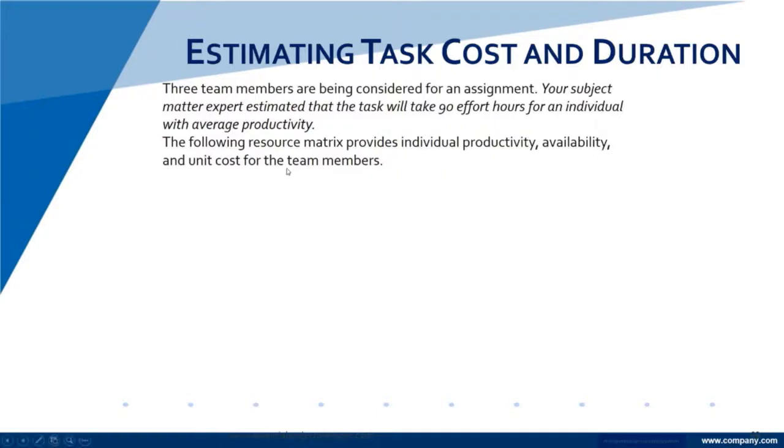So here we have 3 team members who are being considered for a specific assignment. And your subject matter expert, that's where your expert opinion comes in, estimates the task will take 90 effort hours, meaning 90 hours for someone who has average productivity. So an average person will take 90 hours. This is typical project management because we look at that. We don't look at the superstar or the below average. We want to look at what the average person takes. That's our first kind of, okay, let's get an estimate here if the average Joe or Sally or whoever is doing whatever you're doing.